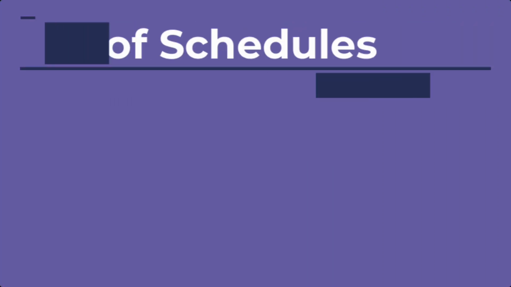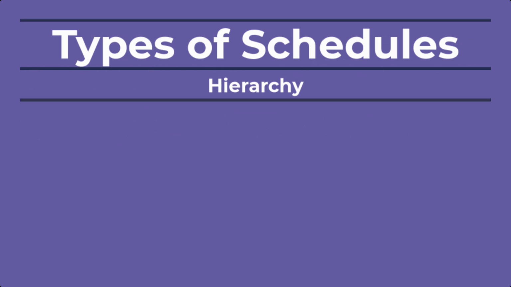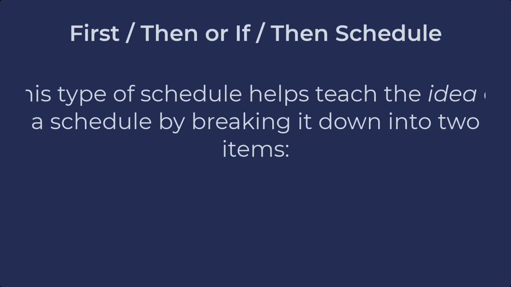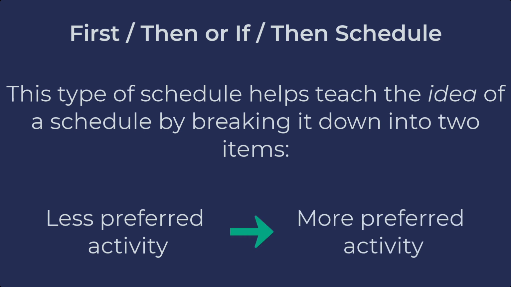Let's look at different types of schedules. Because a schedule must be individualized to a child's needs, it's important to know the hierarchy and types of schedules you can use. To start with, there is a first-then or if-then schedule. This type of schedule helps teach the idea of a schedule by breaking it down into two items. First, the less preferred activity that, when finished, is followed by the highly preferred activity.